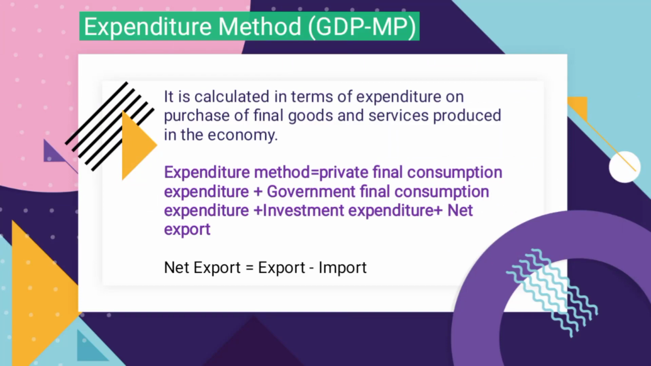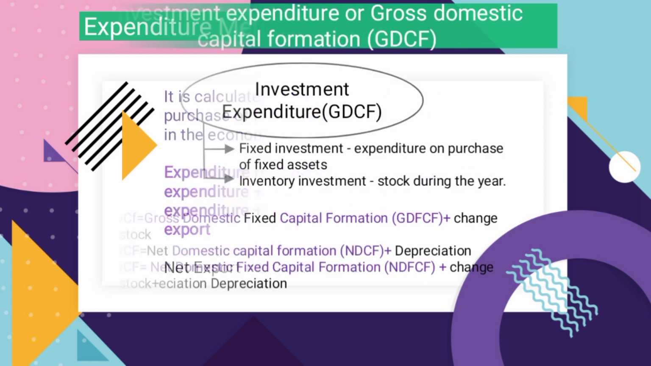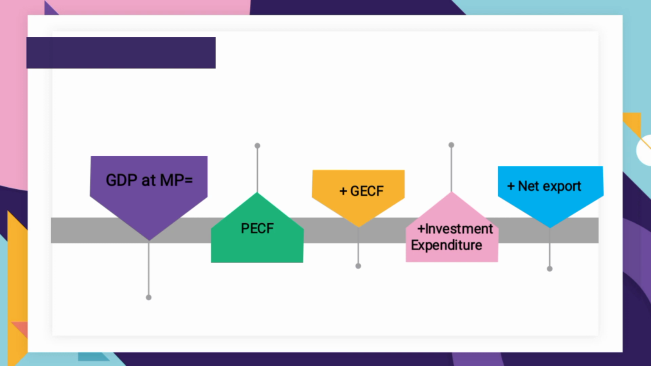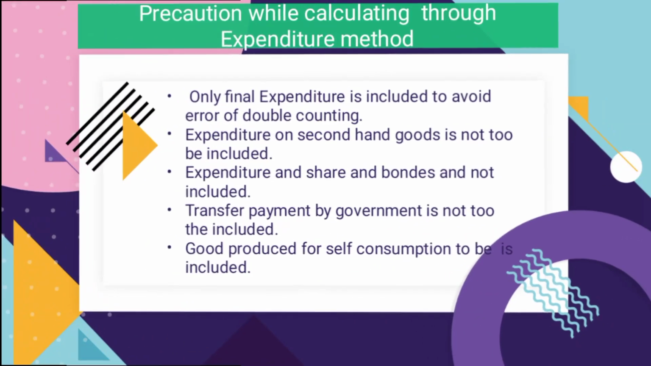Then we studied the expenditure method, which gives GDP at market price. Here are the components and here is the formula. GDP at market price equals GFCE plus PFCE plus investment expenditure plus net export, and these are some precautions.